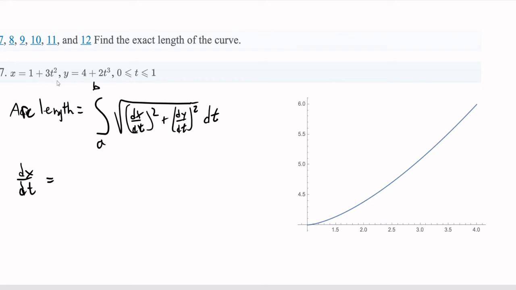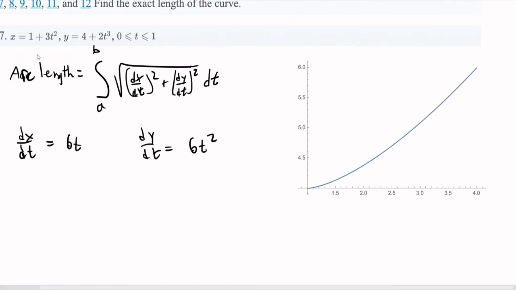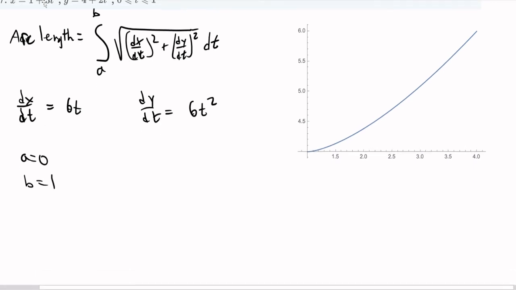Now get the pieces. Take the derivative of this, that's 6t. Okay, dy/dt. Take the derivative of this, you're going to get 6t squared. Now you can plug this in here, but first let's get a and b. A is 0, b is 1. That's just coming from up here, the t values.